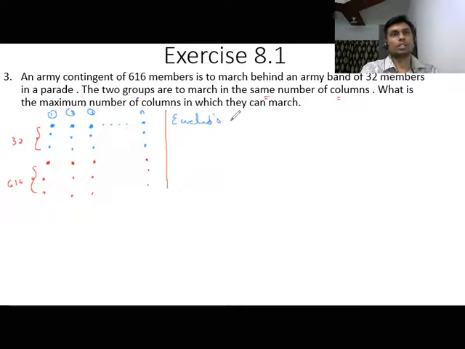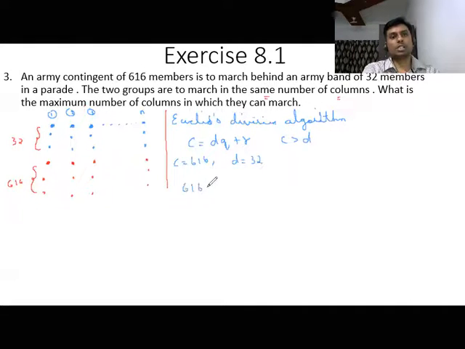So Euclid's division algorithm. Division algorithm. For two integers C and D, C is equal to D into Q plus R. Remember, C is greater than D. So for us, C is 616 and D is 32. So 616 is equal to 32 into quotient. So divide 616 divided by 32.